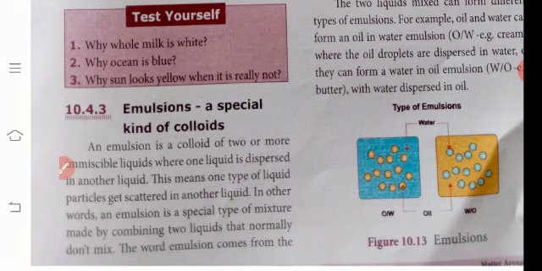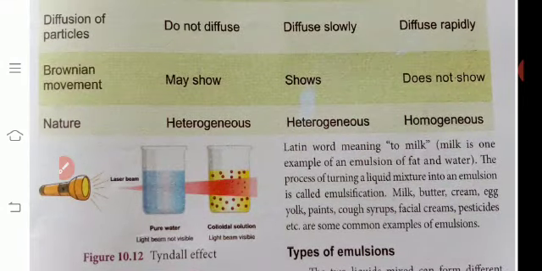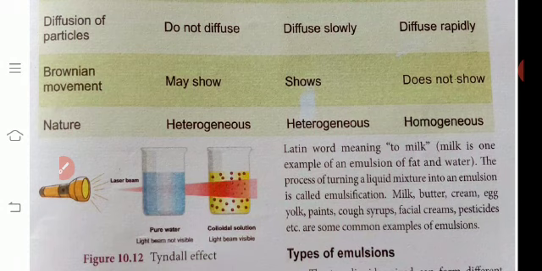Two types of liquids combined that do not mix, that is called an emulsion. The word emulsion comes from the Latin word meaning to milk. Milk is one example of an emulsion of fat and water. Milk contains fat and water, which do not combine but stay separate.